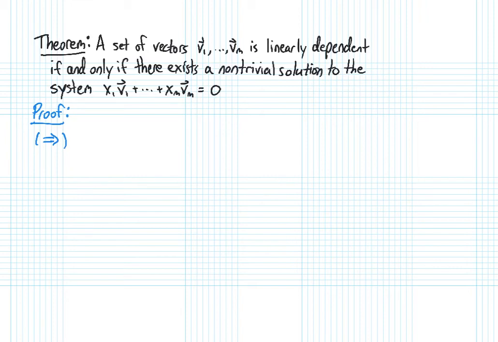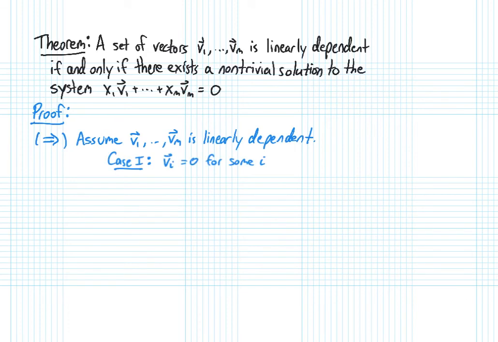So in this direction of the proof, I'll start by assuming that we have a set of vectors that is linearly dependent. And then I want to prove that there exists a non-trivial solution to the system. So you might need to look back at the definition of linear dependence, but there actually were two different ways that a set of vectors could be linearly dependent. One possibility is that one of the vectors is equal to 0. So we'll call that case 1. Suppose that vi is equal to 0 for some i. But this equation vi equals 0 is actually a non-trivial solution to the system. This is the solution where all of the x's are equal to 0 except for xi, which is equal to 1. And so we're done with this case because we found a non-trivial solution to the system.